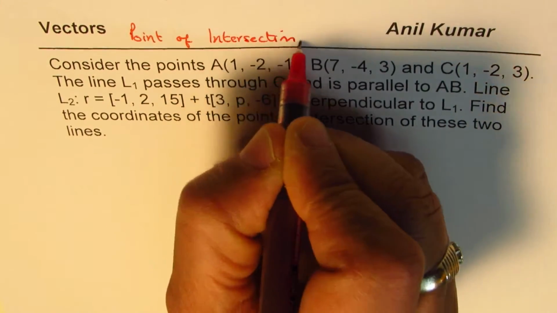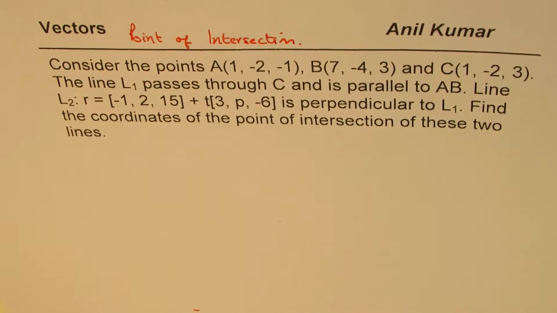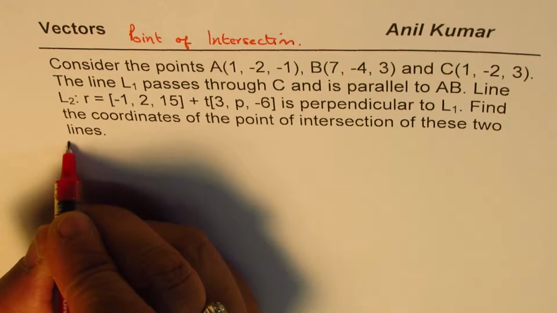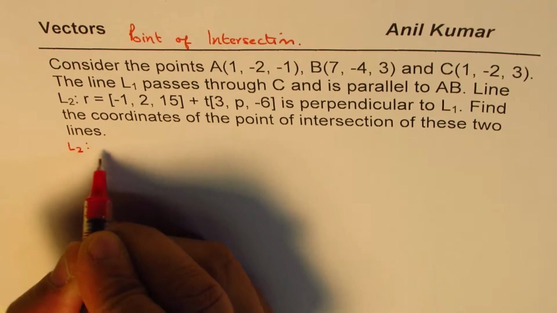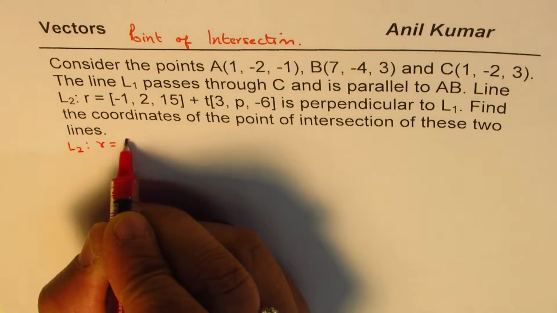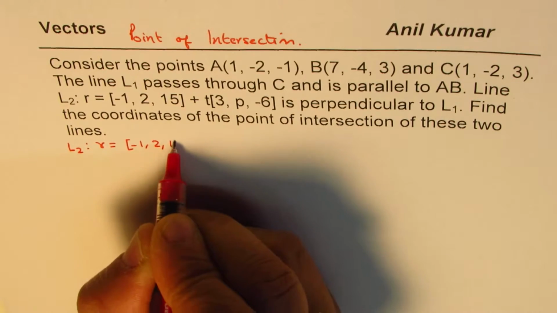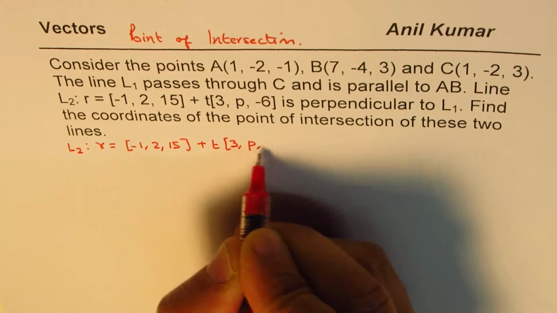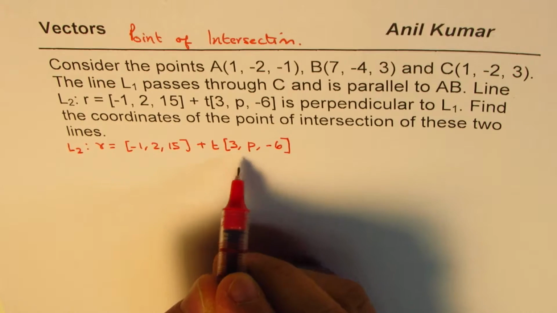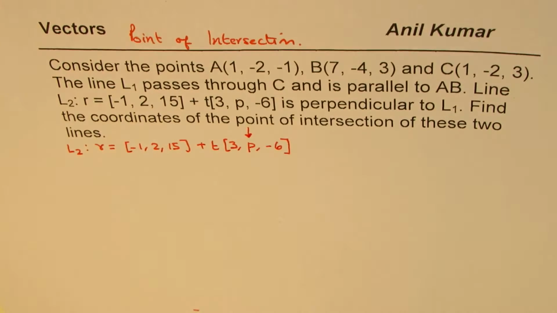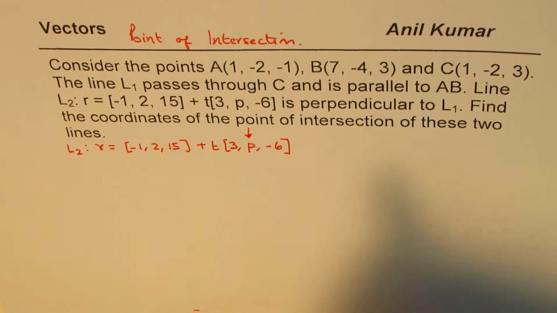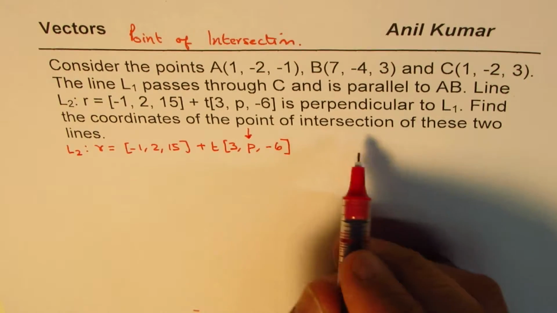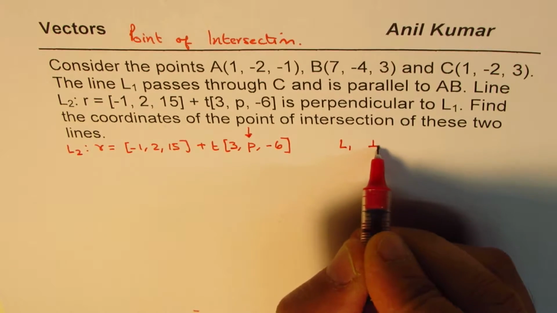You can always pause the video, answer the question, and then look into my suggestions. So we are given the equation of one of the lines. Let me write down that equation first, which is L2: r = (-1, 2, 15) + t(3, p, -6). You will see p is unknown here, right? And we also know that these two lines L1 and L2 are perpendicular. So we know L1 is perpendicular to L2.